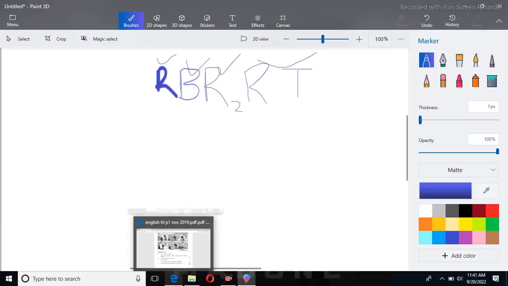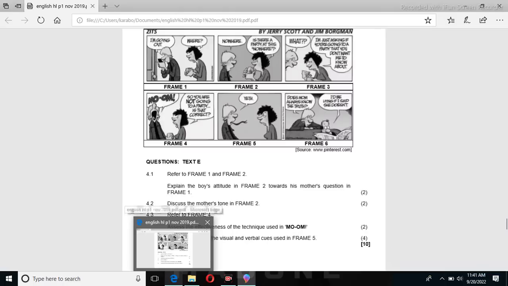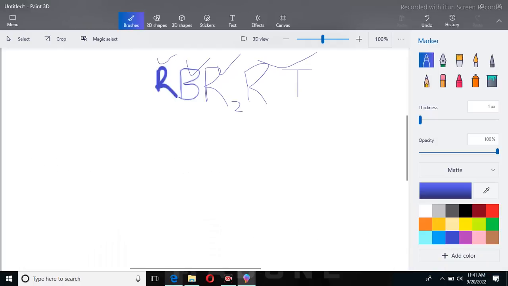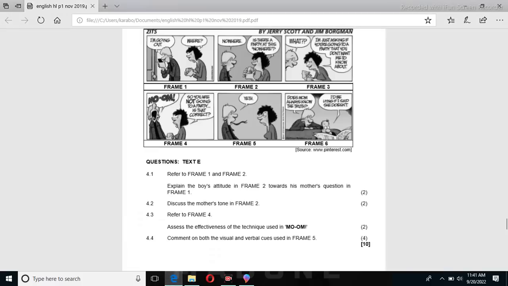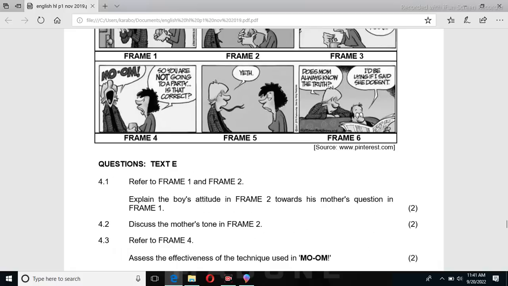Now, this thing is similar to a comprehension, guys. I'm not going to go deep into it because all you have to do is just watch my comprehension tutorial and everything's going to be much easier. Now, I want you to look at something. Let's look at the questions. I want to show you something. Refer to frame 1 and frame 2. Explain. The word explain is also a key word when I was explaining the comprehension. And I explained very briefly what explain wants you to do in terms of answering a comprehension.